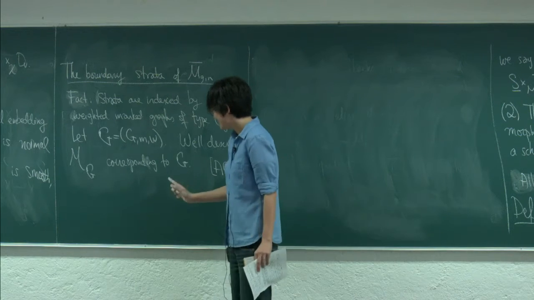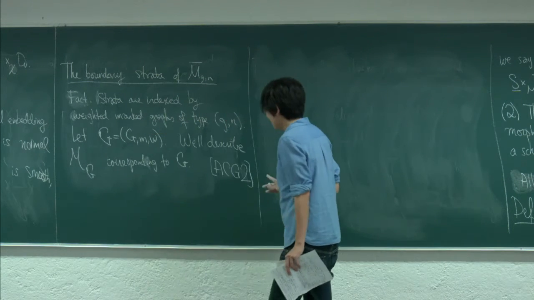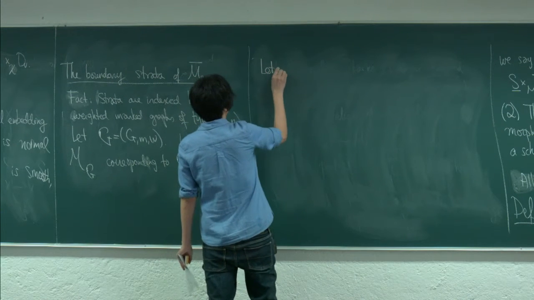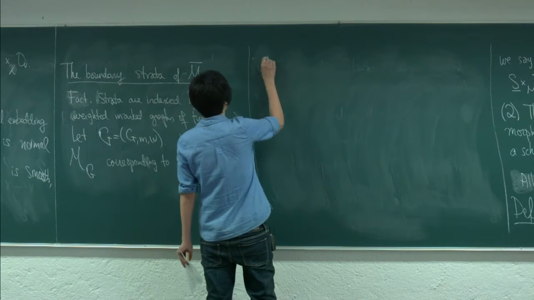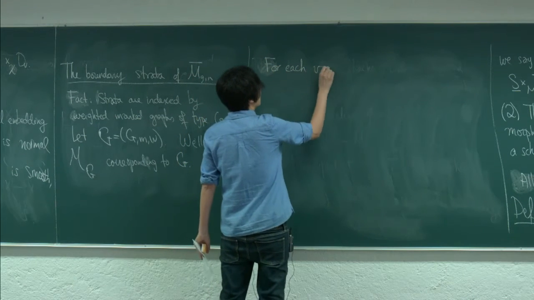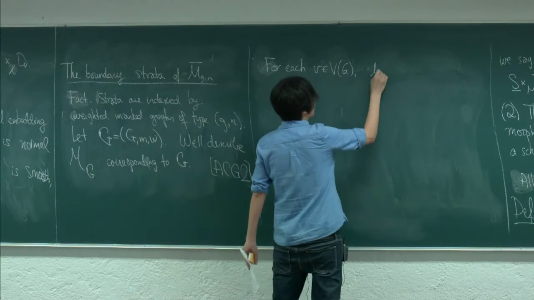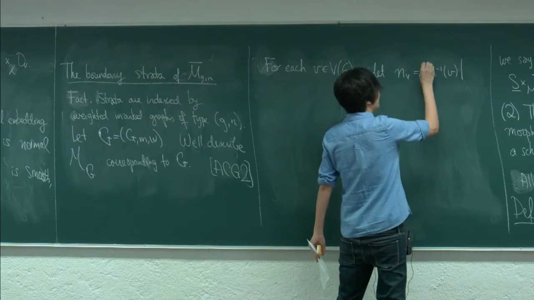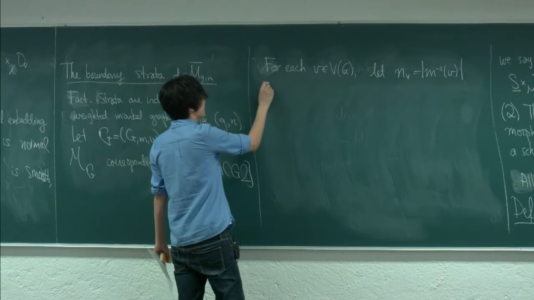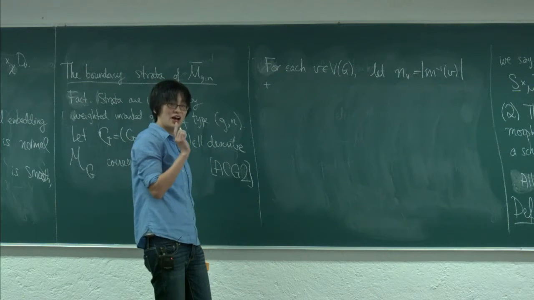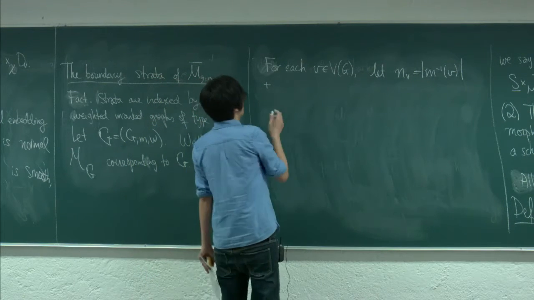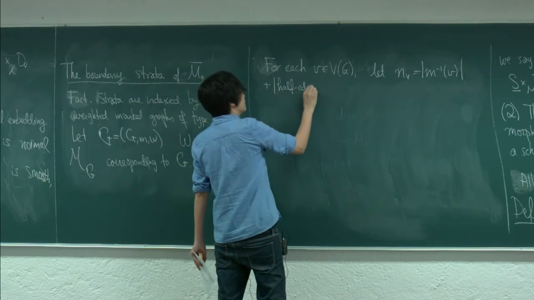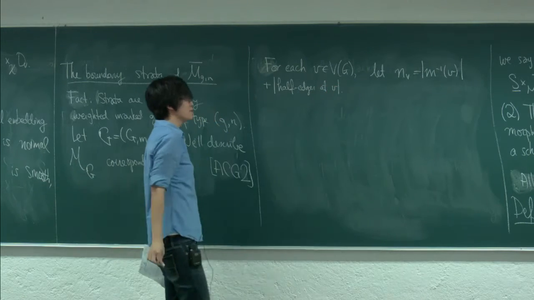Okay, so the idea is simple. I mean, proving it is a different thing, but the idea we can describe from first principles. So for each vertex of the dual graph, let n sub v be the number of marked points at v plus the number of half edges at v. So the number of special points, in other words, marked on the irreducible component corresponding to v. So this is some number.